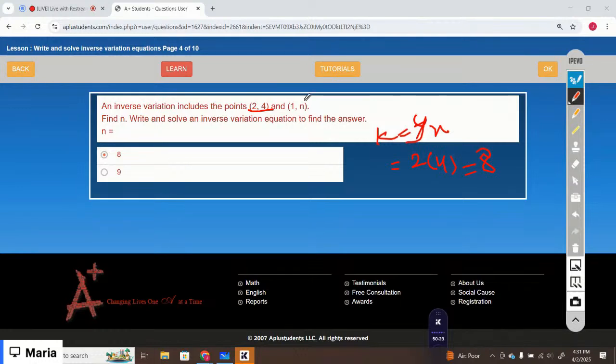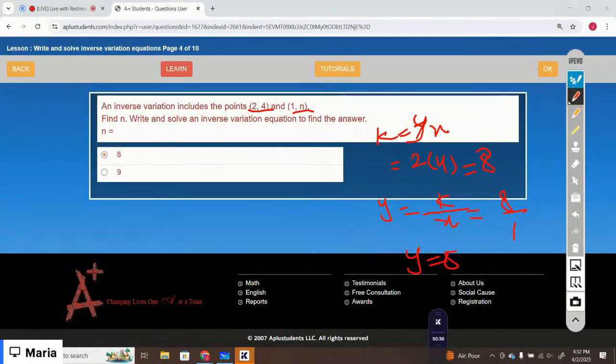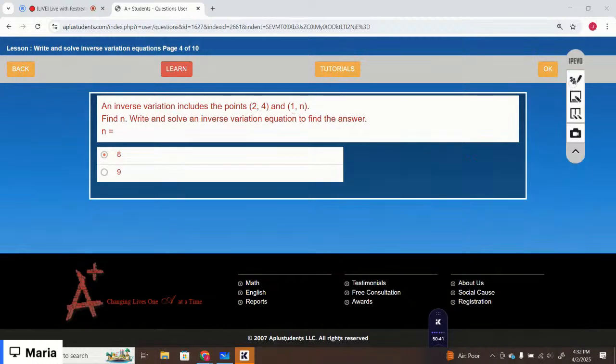Now we have k, right? That means y equals k over x. K is 8, x is 1, y equals 8. That's how y equals 8. Complete the lesson by yourself today. Let me just go on to the next lesson.